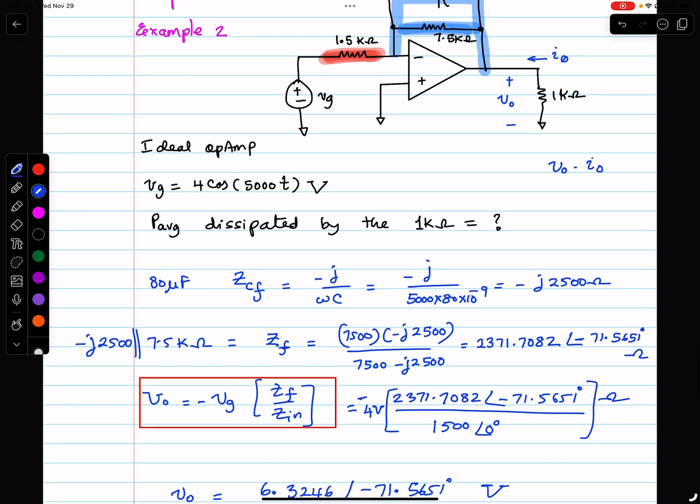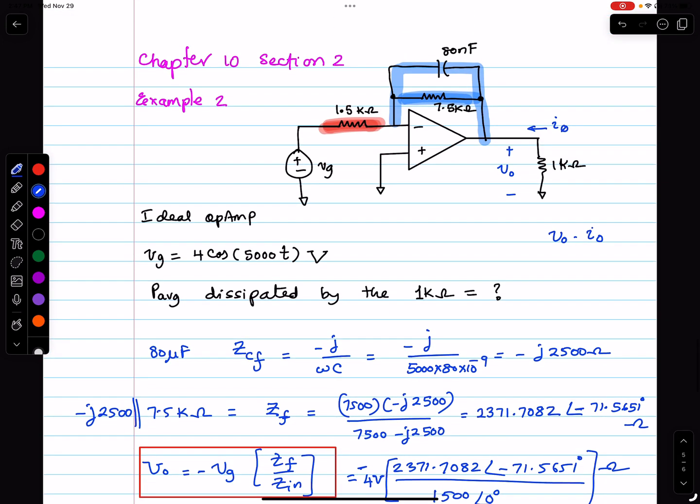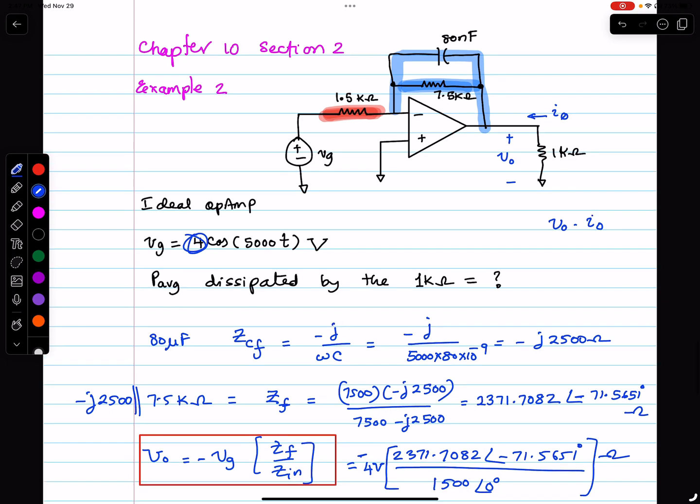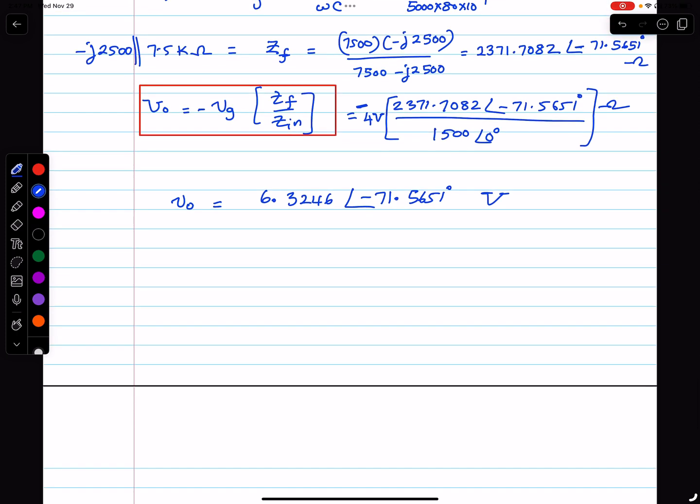So that 4 is coming from here, and then don't forget the negative sign there. So V output will come out to be 6.3246 angle 71.561. How do you calculate I output?